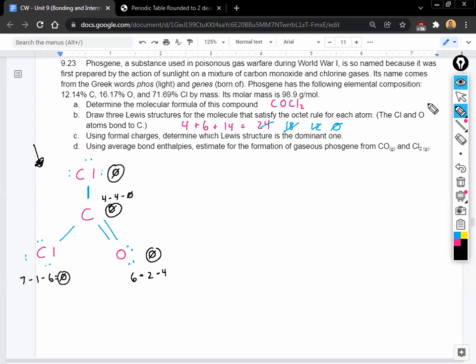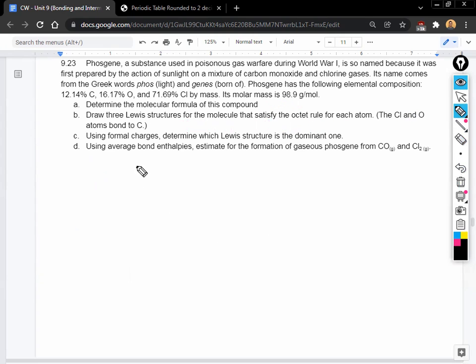Alrighty, so last but not least, we're gonna finish off with the bond enthalpy stuff. Now, what we're gonna have to do is estimate the formation of gaseous phosgene, which is this compound right here. And we need to do that based on the reaction between carbon monoxide, CO, and Cl2. So let me actually redraw this. Sorry, guys. So we have CO plus Cl2, and it's forming phosgene. So it's going to be COCl2. We just drew phosgene as an O double bonded to a C, and then there's 2 Cl's.